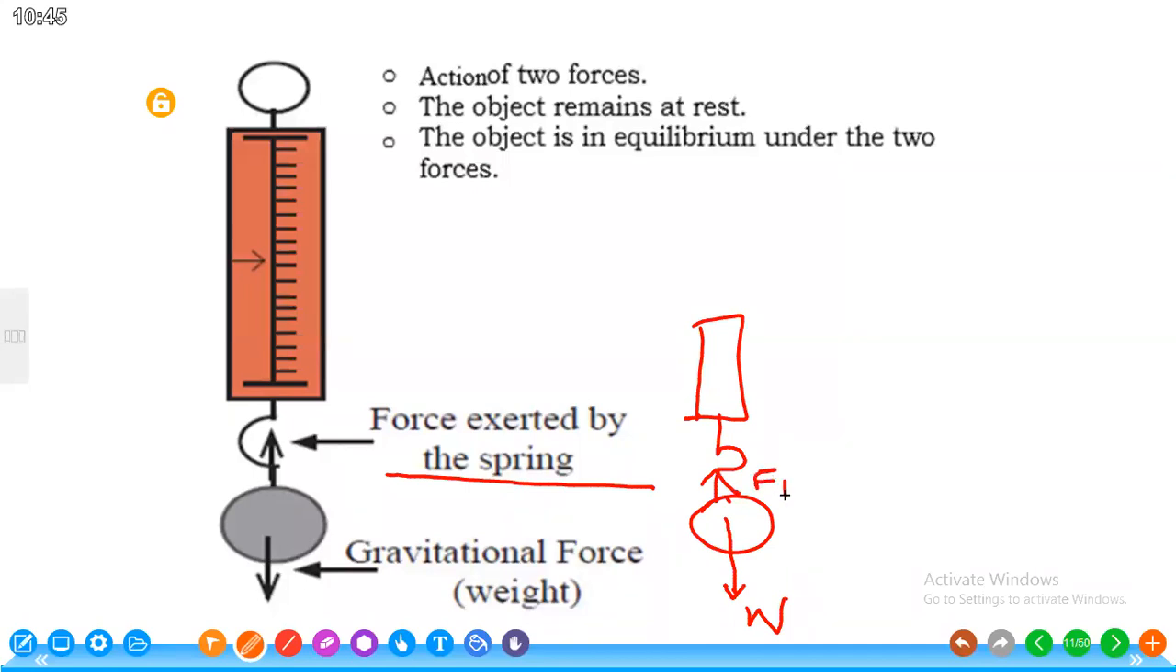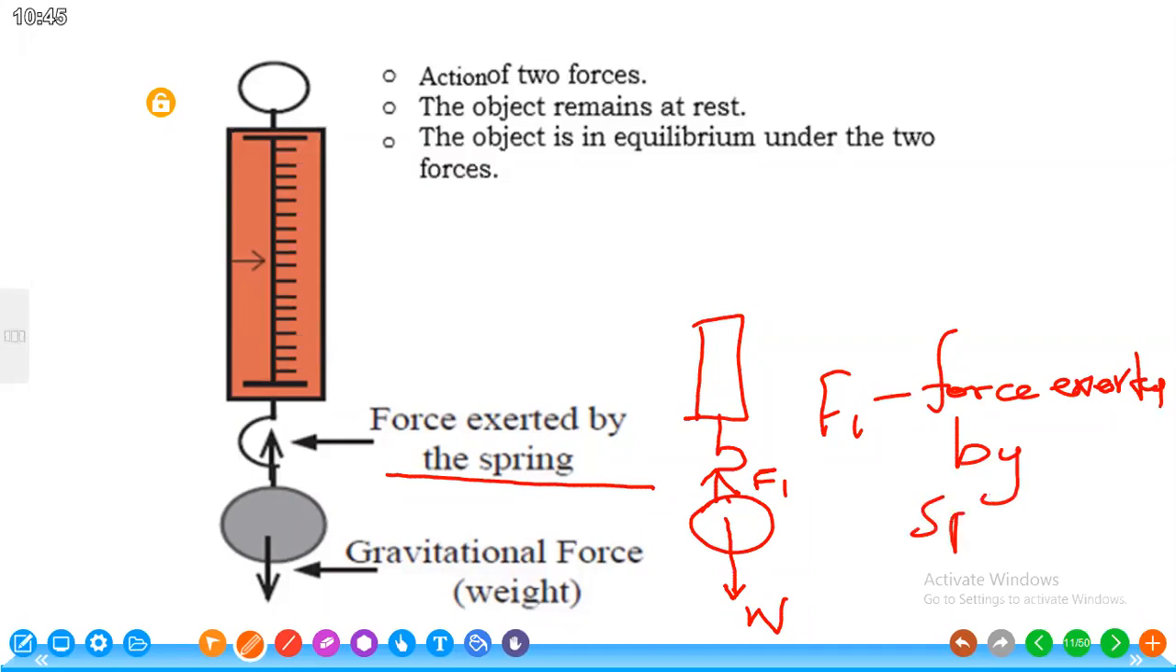So what is the name of the F1 force? Force exerted by the spring. This is the F1 force, right? Name of the F1 force.